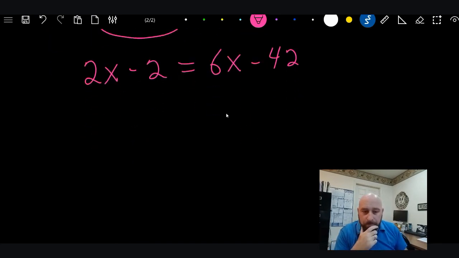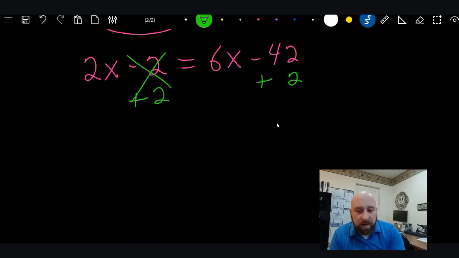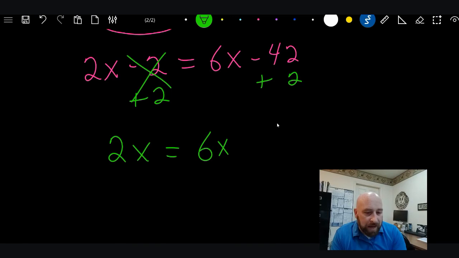All right, so nothing left to do. There's nothing left to do. We now have to go to step number 2, which says do addition and subtraction, or we're moving the letters to one side, the numbers to the other side. So we'll start with this, minus 2. We'll move him over here. So we're going to do plus 2, and over here we'll do plus 2. That will cancel, and we'll get 2x equals 6x. If we had negative 42 and then we're adding 2, we get negative 40, minus 40.